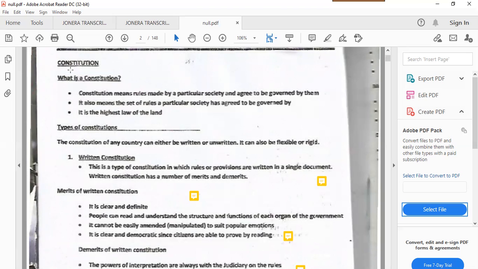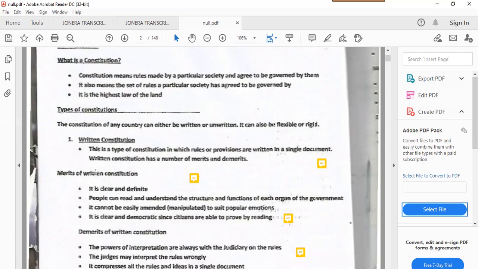So the definition will come in multiple choice or an essay, because in an exam, they take into account your grade 10 work all the way to grade 12 work. They won't leave something behind because they know that in order for people to pass, they should bring a combination of simple things and difficult things. So these are among the simple things that the examiners usually like to bring in either the MCQ or the essay exams. So a constitution means rules made by a particular society, who agree to be governed by them. So they are made, and they agree to be governed by them. It also means a set of rules which a particular society has agreed to be governed by.